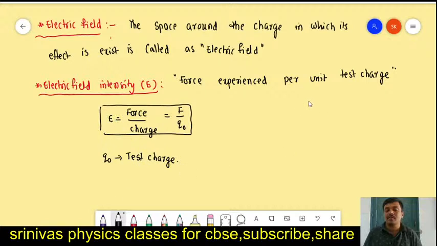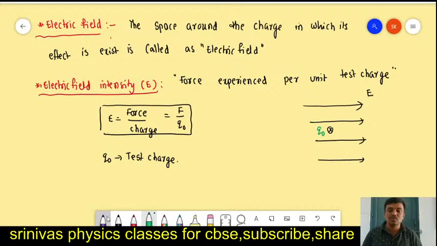For example, this is the electric field, on the right side. Here I am keeping some charge for the test, to know the electric field. There is a Q naught charge, and on this Q naught charge there is some force, the force on the test charge. That force per unit charge: if you keep a 1 coulomb charge here, how much force acts? That is called the electric field intensity.